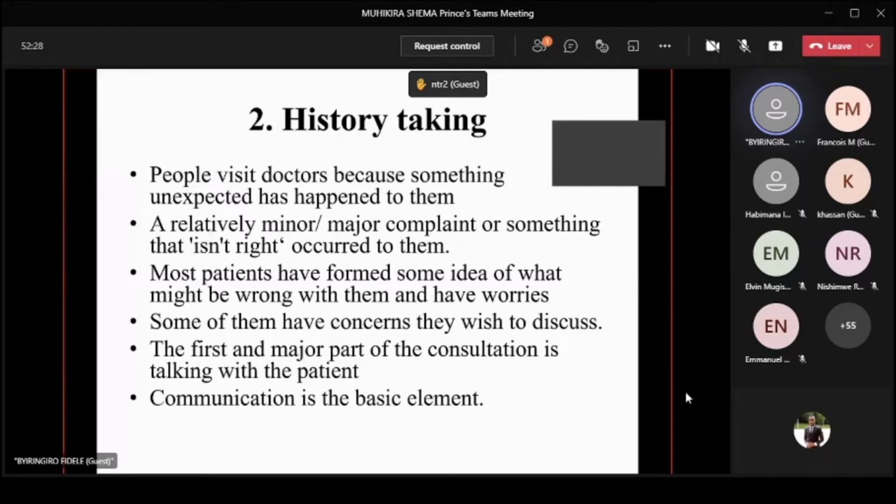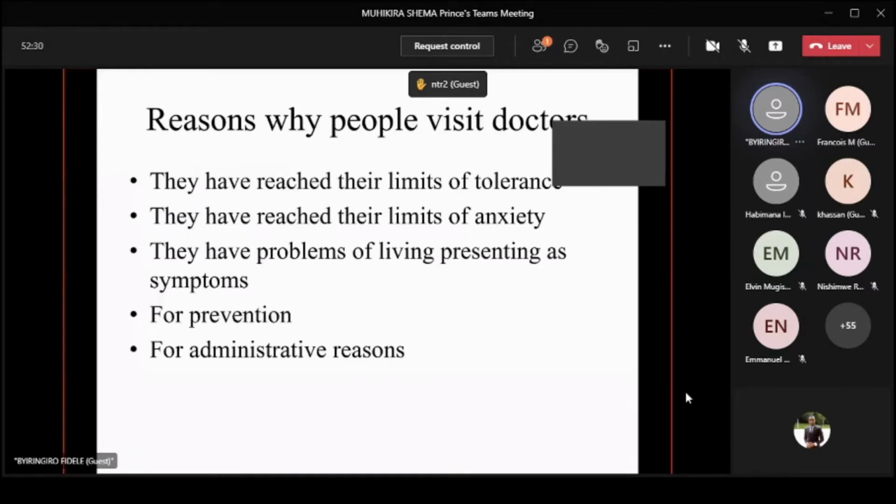and that is the first point to learn when you are learning introduction to clinical skills. So the reasons why people visit the doctors: they have reached their limits of tolerance, they have reached their limits of anxiety, they have problems of living presenting as symptoms, and they see you for preventing any problem, or they can come to see you for administrative reasons. These are the most common reasons why people visit doctors.